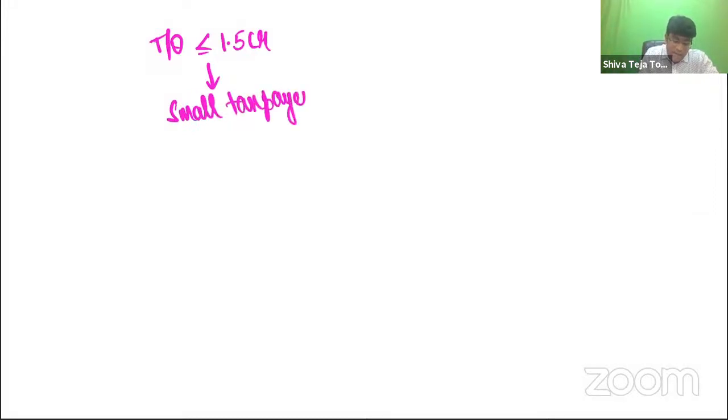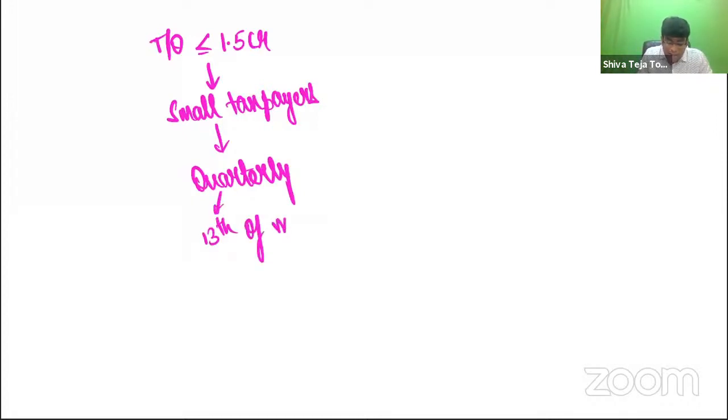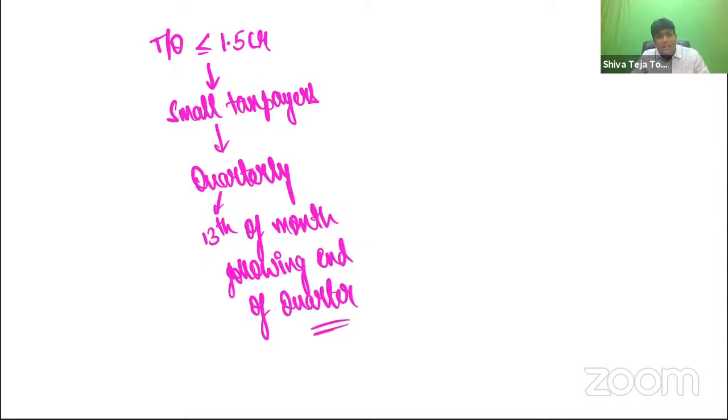Yes. So guys, in simple terms, you have to understand that situation 1 is the case where turnover does not exceed 1.5 crores. These category of persons, we regard them as small taxpayers. Government has told them, my dear friends, instead of filing GSTR1 on a monthly basis, you can file your GSTR1 on a quarterly basis by the 13th of the month following the end of the quarter.